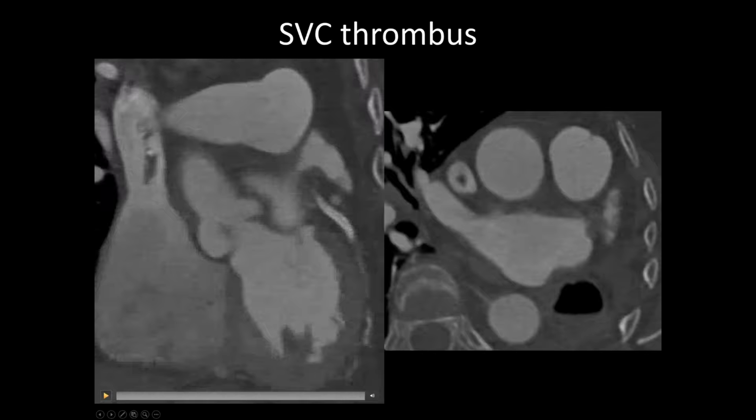Again, this is supposed to be a movie. I don't know why this is not playing, but you see this lesion, it's hanging here, and it's actually moving. It was moving back and forth, down and up. And you see this lesion again here in a different view. Again, this was just kind of moving all the way around. So this raised the concern that this is a thrombus here in the superior vena cava, which we were not able to see previously.